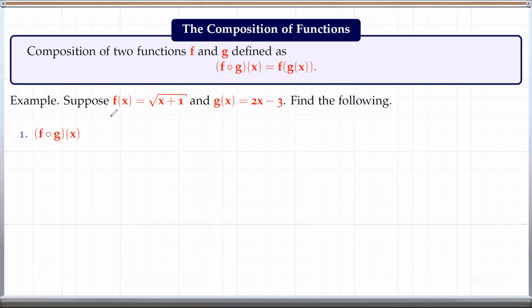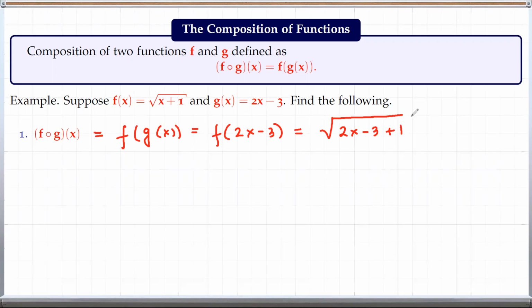And so here we have an example. Suppose f of x is square root of x plus 1 and g of x is 2x minus 3. We want to find the following. So first you want to find f of g of x. So using the definition, f of g of x is simply f of g of x, like that. So this means f of, so g of x, we first do the inside here, g of x is 2x minus 3. So now f of x is square root of x plus 1. So we replace that x with 2x minus 3. So it becomes square root of 2x minus 3 plus 1. So this is the composition f of g of x.